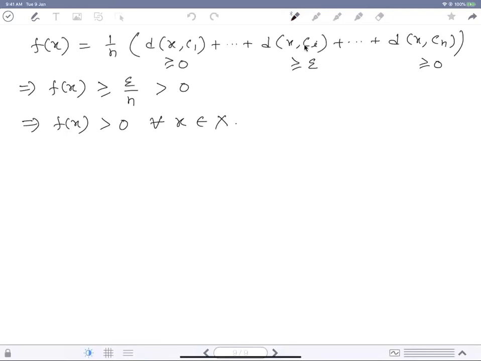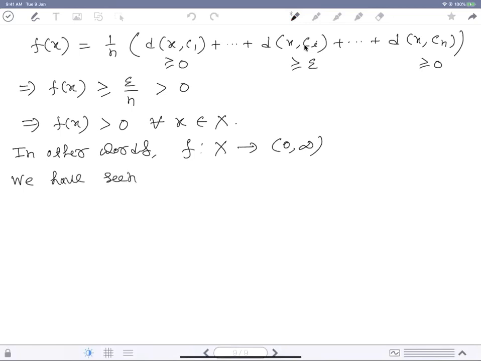So we are done. In other words, f is a function from X to the open interval 0 to infinity. That means f is a function from X to R, but it lies on the right-hand side of 0, that is, it is from the open interval 0 to infinity. Now we have seen that the distance function is continuous. In fact, it is uniformly continuous. Here we do not need the uniform continuity, but we have seen that f is continuous.